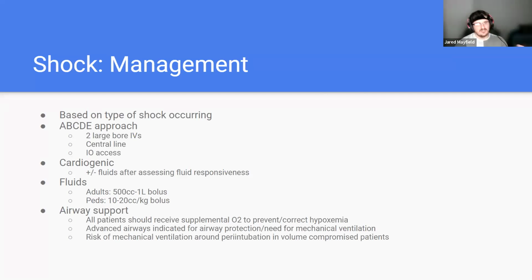In terms of airway support, all patients should receive supplemental O2 to prevent or correct hypoxemia. Advanced airways are indicated for airway protection or the need for mechanical ventilation. But just know that there's a risk of mechanical ventilation around the peri-intubation window in volume compromised patients. And it becomes an art as to when you intubate your hypovolemic patients. And the reason is because they're already volume down and preload dependent, and they're already hypotensive.